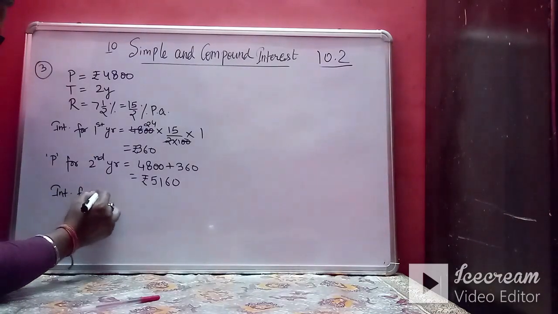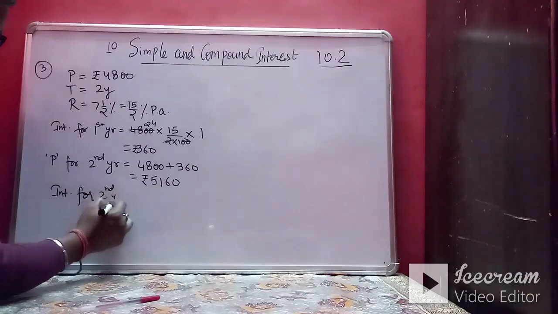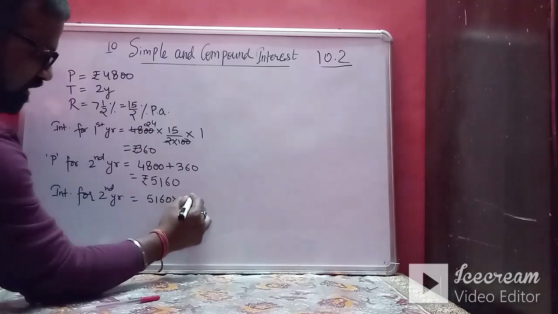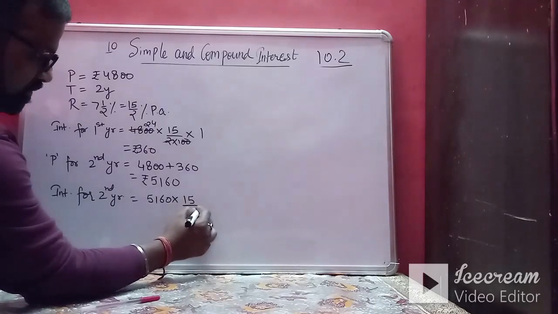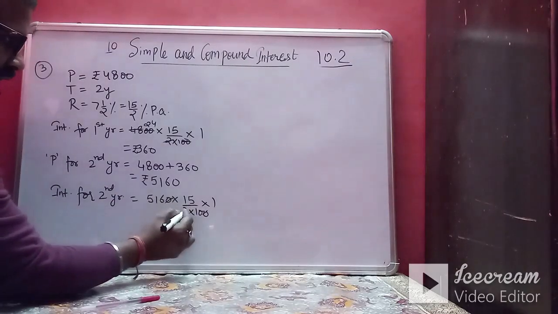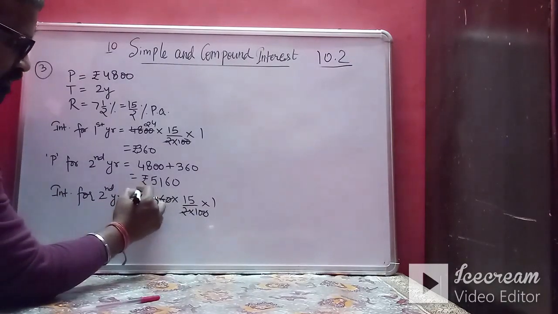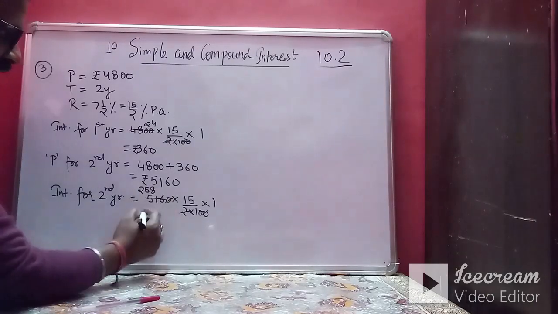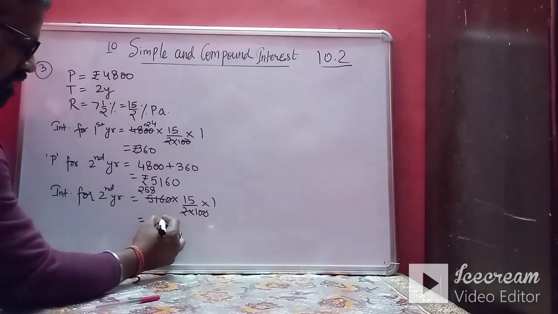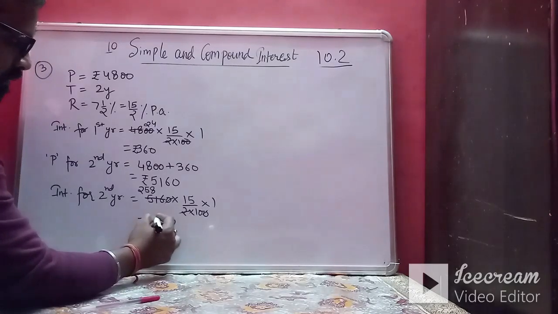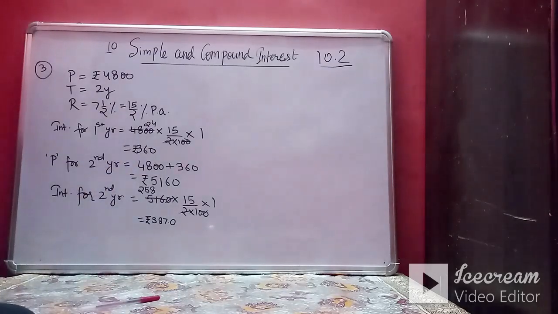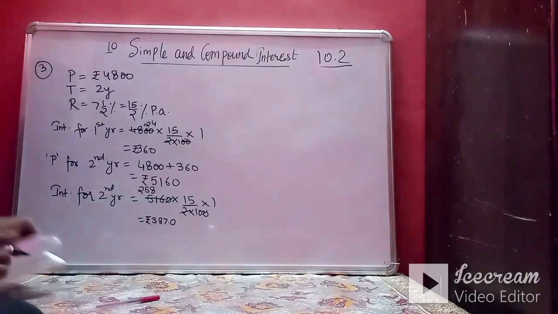Okay, then we will calculate interest for second year. So now our principal will be 5160, rate will remain the same here and time is 1 year. So this 0 will cancel, it will be 258. So answer is 387 rupees.